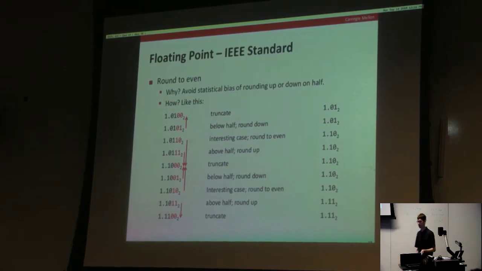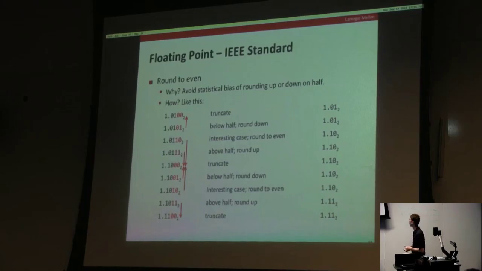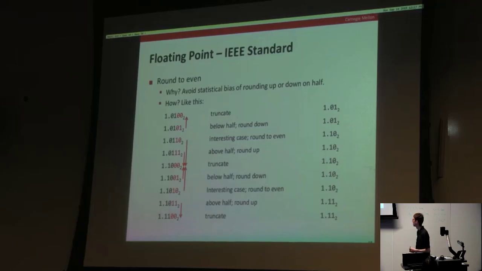So there's a different, more statistically sound way of rounding. This is what floats use, so that as we lose precision, we don't have that bias as much as possible. It's called round to even. When you have a number to round and it's straight in between two other numbers, halfway between them, you round to the one that's even.